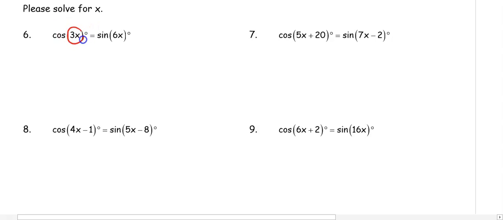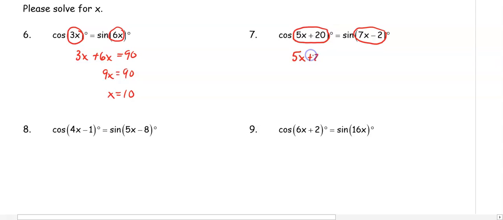So in number 6, we want to take our two angles, add them together, and set it equal to 90. So we get 9x equals 90, x is 10. In number 7, when we take our two angles, it doesn't matter if sine or cosine is written first or second, they are still equal. So we have 5x plus 20 plus 7x minus 2 equals 90. So we have 12x plus 18 equals 90. 12x equals 72, so x is 6.